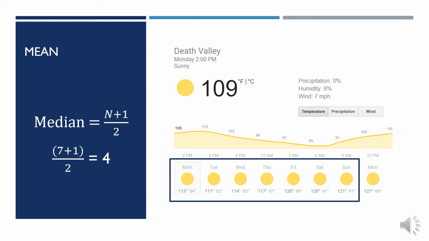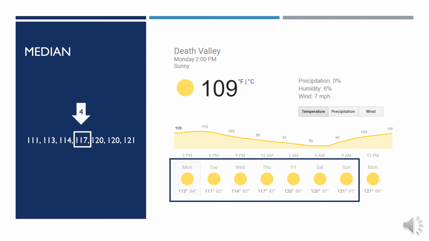This tells us that when our data is arranged from smallest to largest, the fourth value in the data set is our median value. Now that we know which value we're going to be looking for, we need to arrange our temperatures in order from smallest to largest. On the screen, you will see I arranged the temperature values in order from smallest to largest. According to our formula, the fourth value in the data set is our median, or middle value. This means our median for this set of data is 117 degrees Fahrenheit.